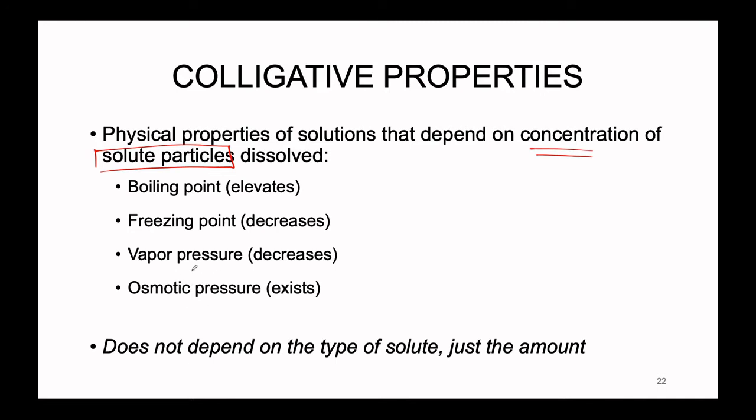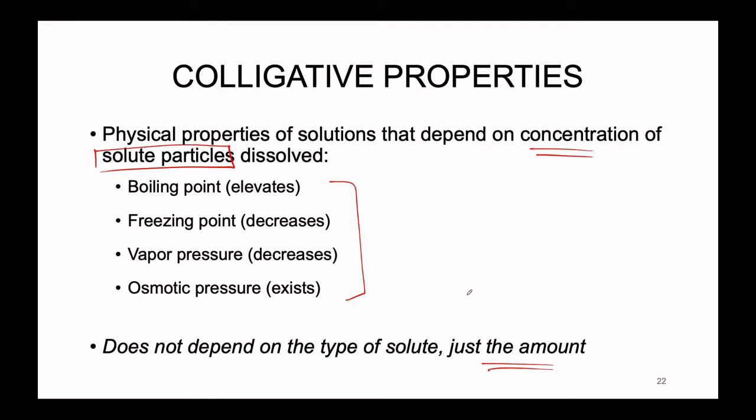So the fact that the boiling point increases in the presence of solute, as well as the freezing point will decrease, the vapor pressure decreases, and the fact that osmotic pressure exists, all depend on the concentration of solute particles. How much solute you have will directly impact how extreme these properties manifest. So we'll be introducing what each of these properties look like, how they're defined, how we measure them, etc. But before getting there, we're going to have to talk about the amount of solute that we have in solution.